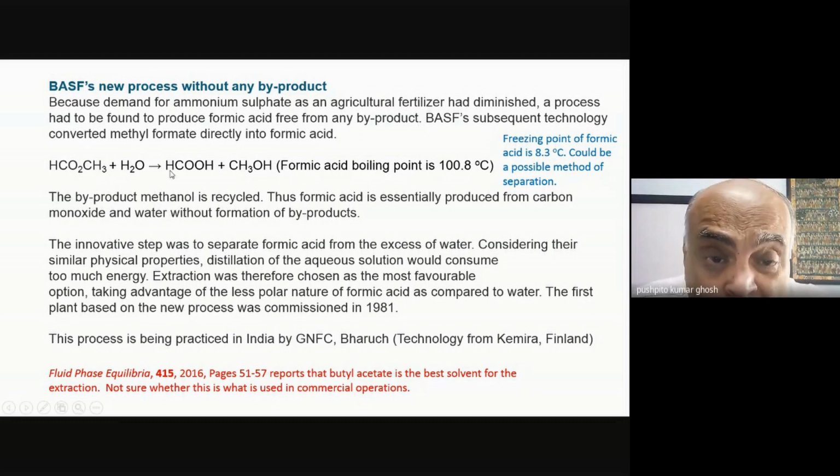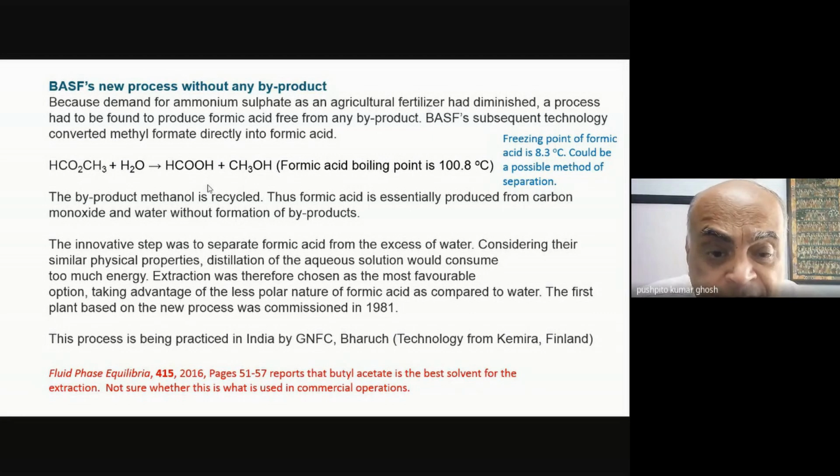But that's not the route that BASF took. BASF said, okay, the boiling points are similar, but chemically, water and formic acid are not identical, they're different. And they started research on looking at extraction techniques. Is it possible to extract out formic acid from a water formic acid mixture?